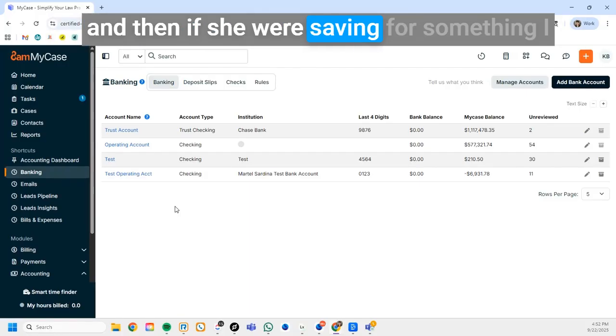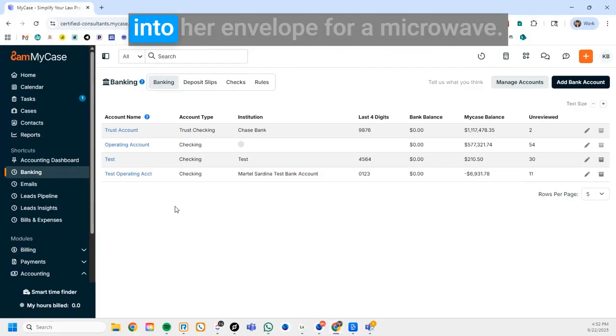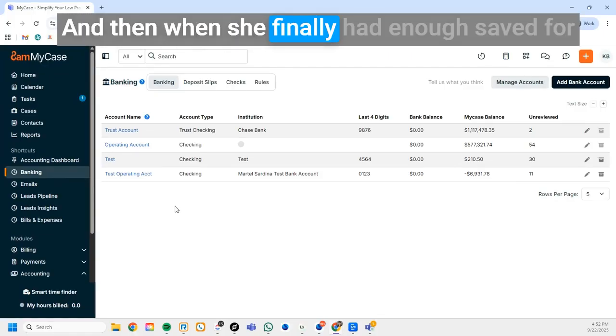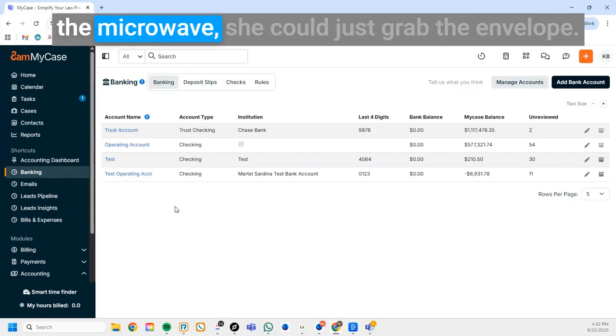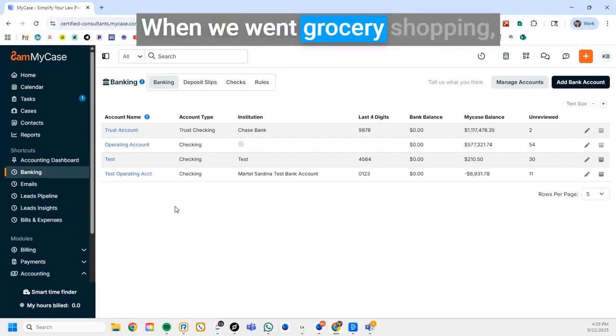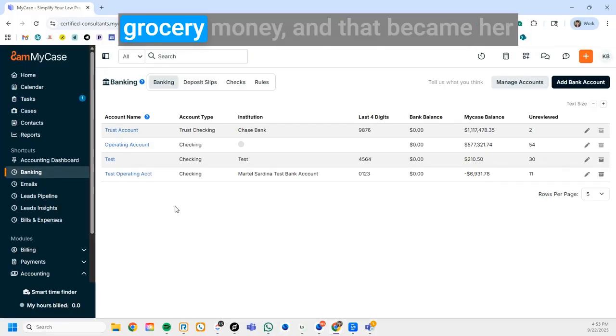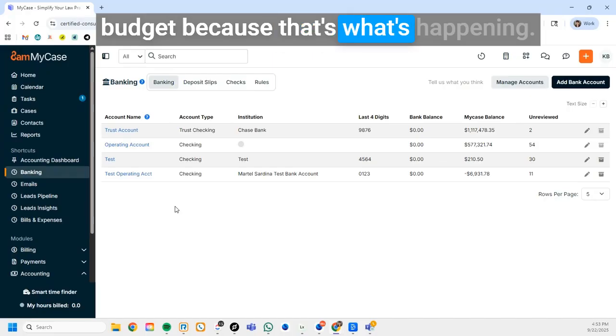And then if she were saving for something, I can remember her saving for a microwave. So a couple bucks every week went into her envelope for a microwave. And then when she finally had enough saved, she could just grab the envelope, we went to the store and bought the microwave. When we went grocery shopping, she'd grab her coupon pouch and then the envelope for the groceries. That was the grocery money and that became her budget.